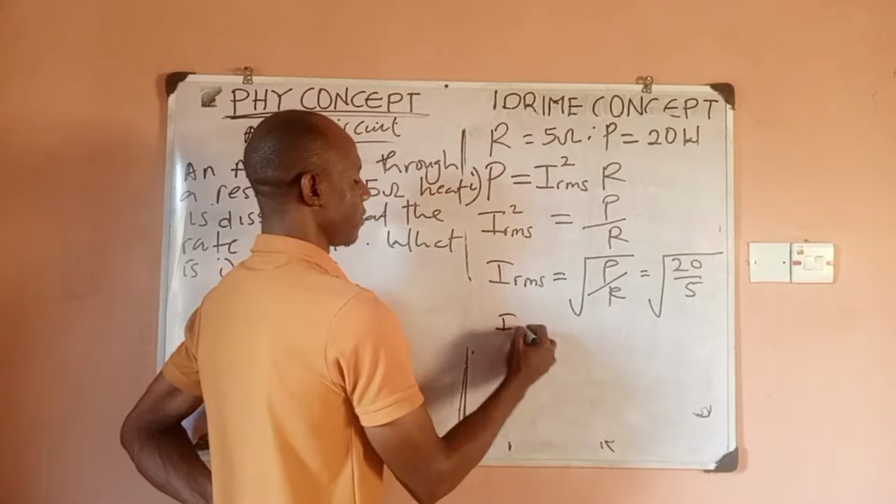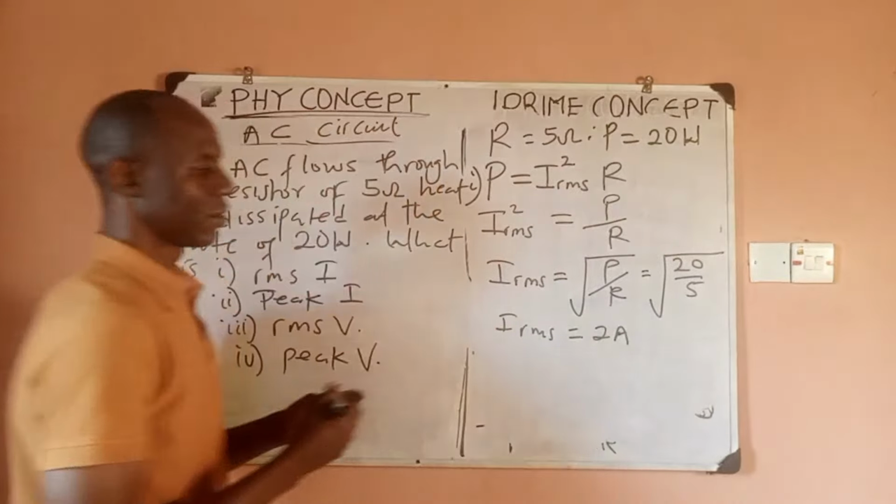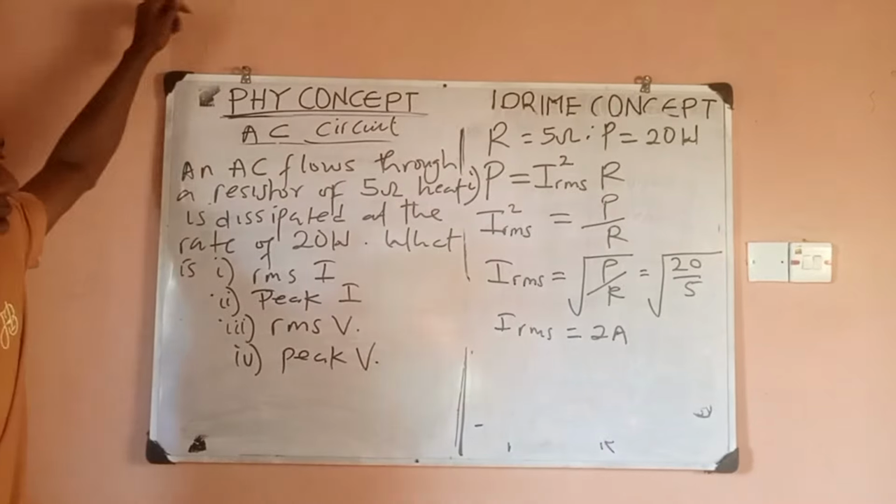20 over 5 is 4, and square root of 4 is 2 ampere. So this is the RMS current.